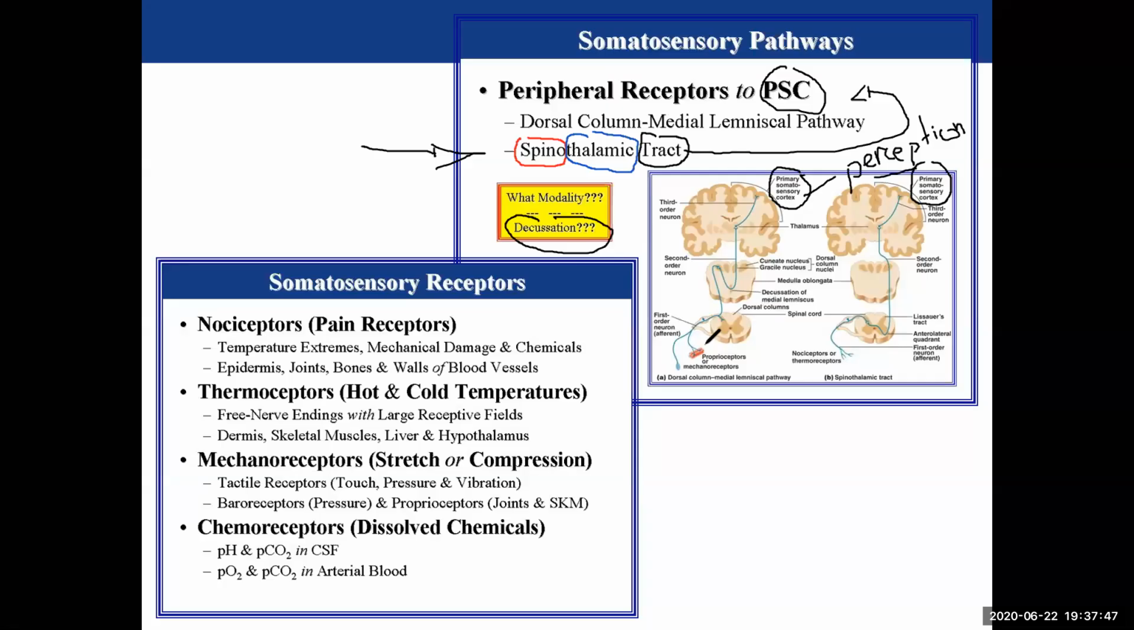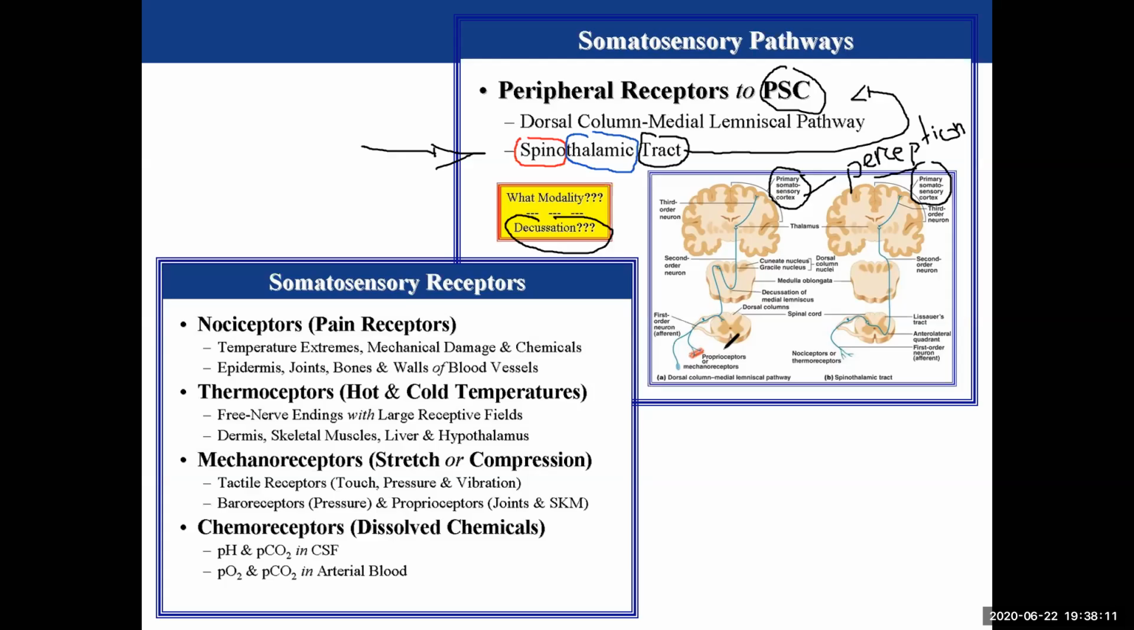Because sensory information crosses over when it gets into the central nervous system, either at the entry point, or it goes up to the brainstem and it crosses over at the medulla. Either way, it's decussation, so it crosses over.